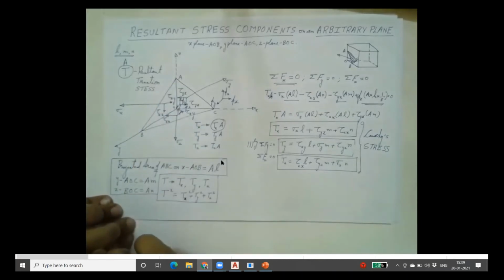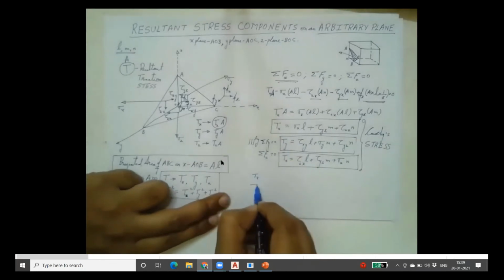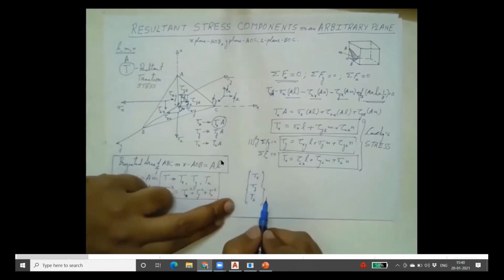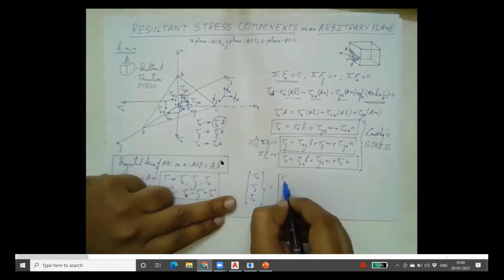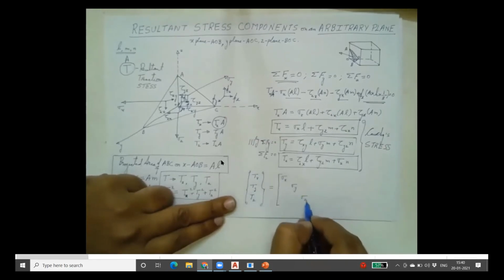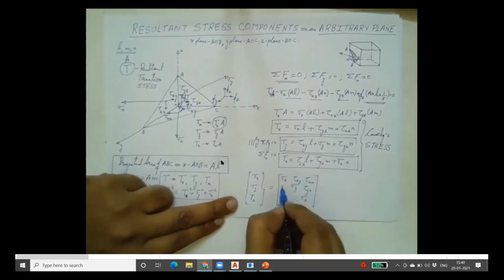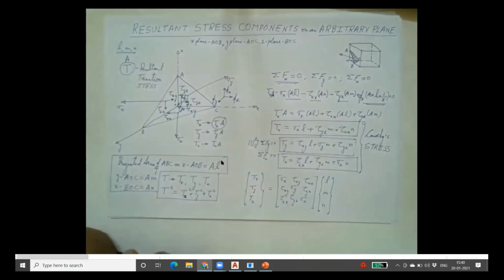Now what we will do is write this Cauchy's stress relation in matrix form. Tx, Ty and Tz is one column vector which will represent the components of the resultant stress, and one square matrix representing the stress tensor. Cauchy stress relation can be written in this matrix form.